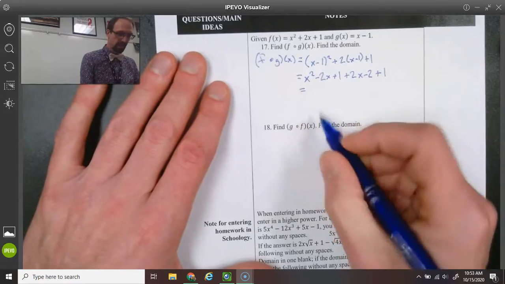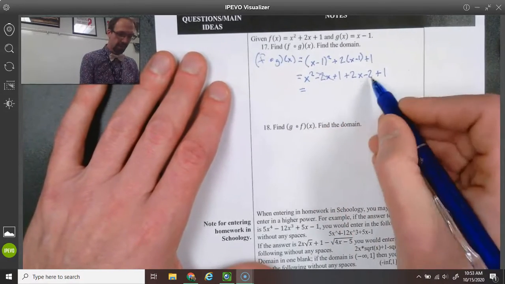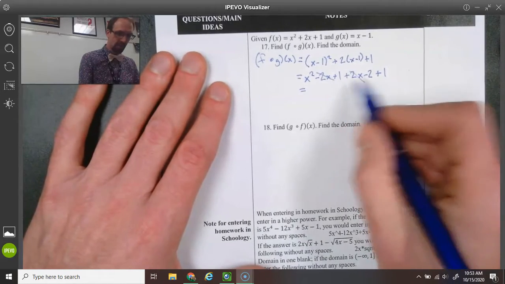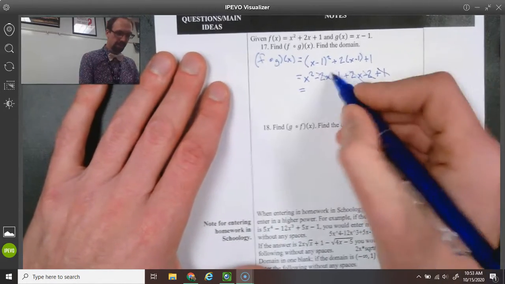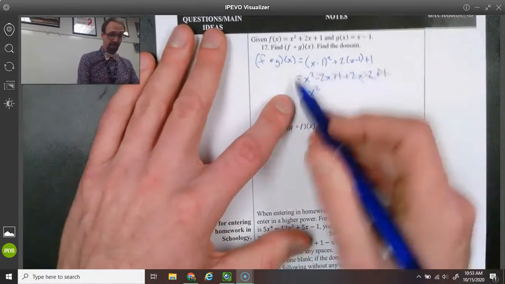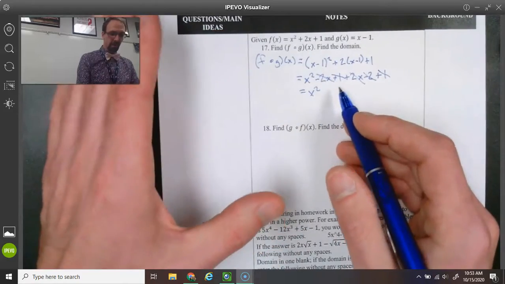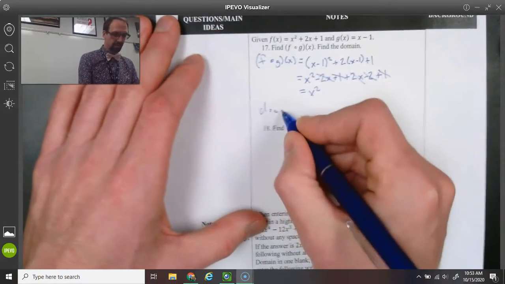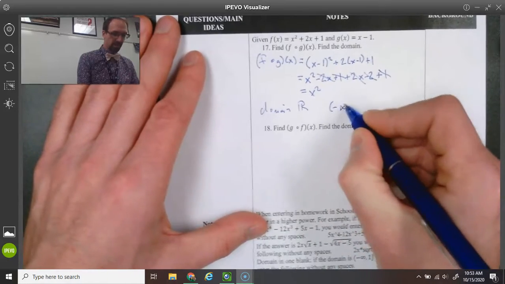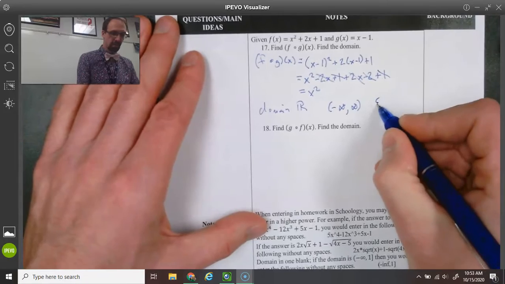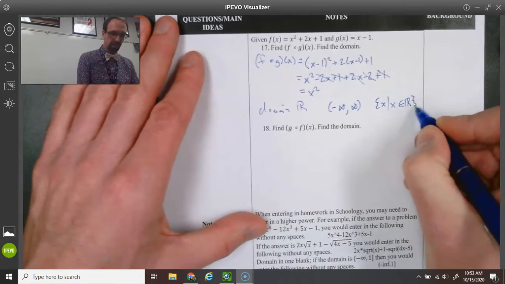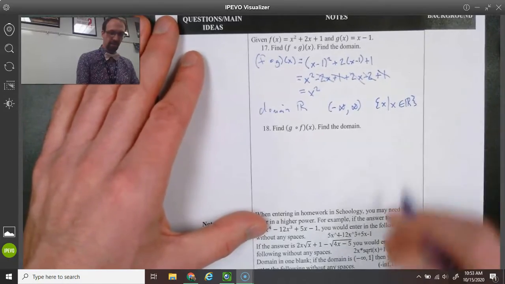plus 1. Simplifying all of this, the negative 2x is going to cancel with that 2x. 1 and 1 is 2, minus 2, so that all cancels. I'm left with x squared. Find the domain. So the domain of any of these values is going to be all real numbers. Domain is all real numbers. Remember, we can also write that in interval notation and set notation, such that x is an element of the real numbers. The set of x's such that x is an element of the real numbers.